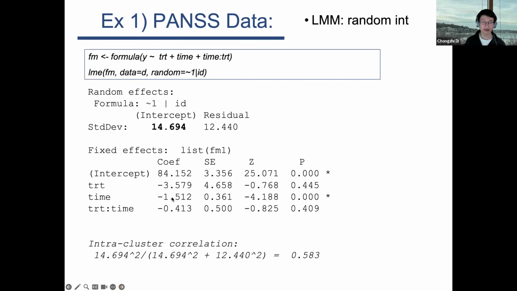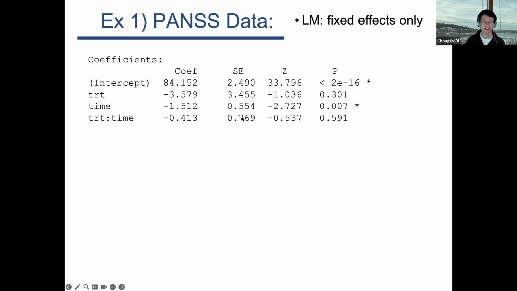Now, what if we add random effects? In this case, I just add a random intercept, and I'm using the lme function in R. It gives you estimates of the coefficients. So first, let's look at the fixed effects. Again, I focus on the interaction term: the point estimate is still negative 0.4, similar as before, still not statistically significant. But you do notice that the standard error is a little bit different. Here it is 0.5. In the previous slide, it's about 0.7.